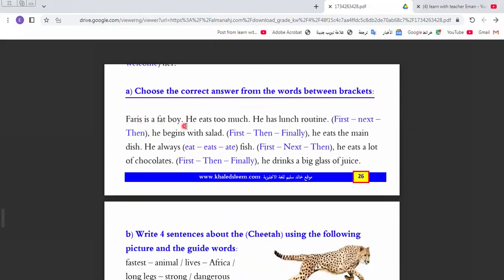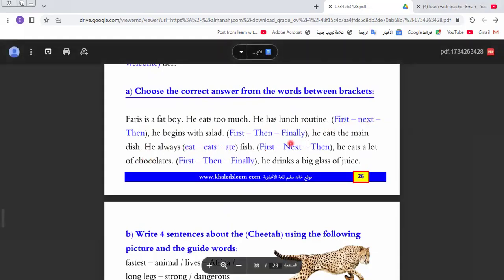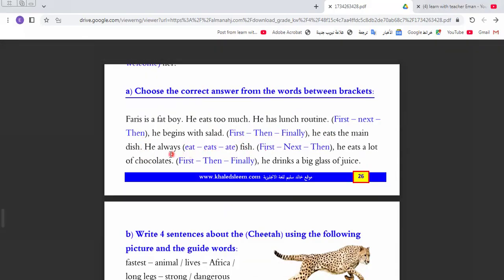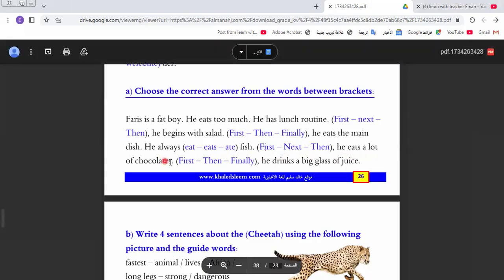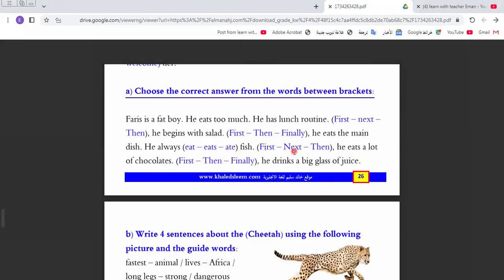Faris is a fat boy. He eats too much. He has a lunch routine. So it will be here what? I start with first. He begins with salad. Then he eats the main dish. This is then. He always eats here. Why eats? Because he is singular and we have always. Next he eats a lot of chocolate. Finally, he drinks a glass of juice.